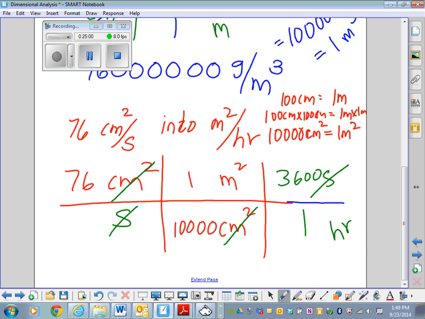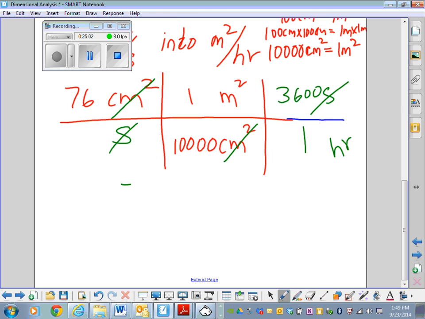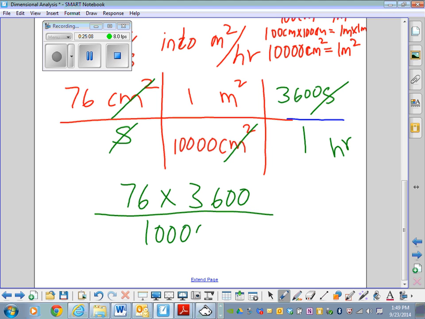3,600 seconds makes an hour. Is that right? So my centimeter squared will cancel, my second and second will cancel, and my math will be 76 times 3,600 divided by 1, 2, 3, 4, 10,000. Is that right? So if I do the problem, what's my answer on my calculator? What is it?